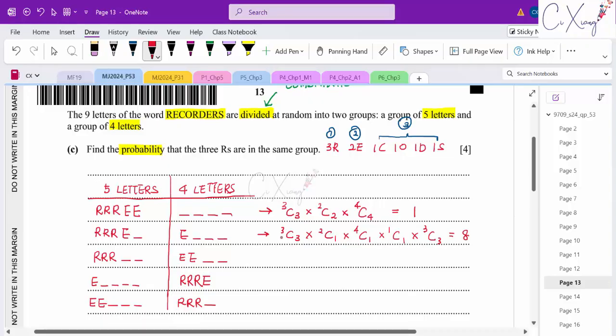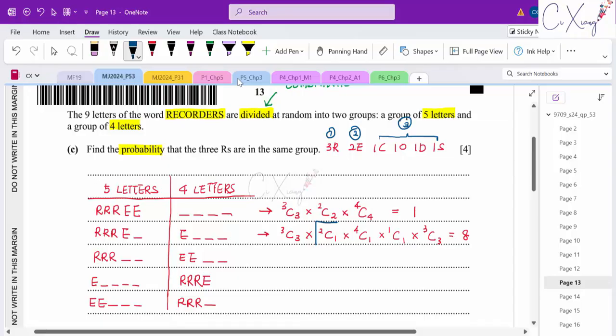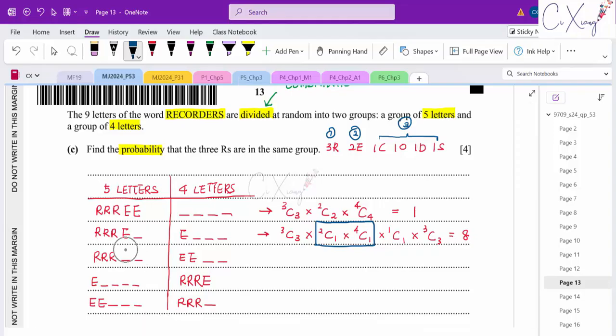For myself, when I write out the solution for this, I basically don't write out all the 3C3, 1C1, 3C3, I just focus on this one. That means 2 letter E, I choose one and put it in the group of 5 letters. Then the 4 letters, I choose one letter and put it into the group of 5 letters. The remaining one is always a 1 because you have to dump everything into the remaining group. So the combination is always 1 for the remaining letters. Same thing happens for the third case.